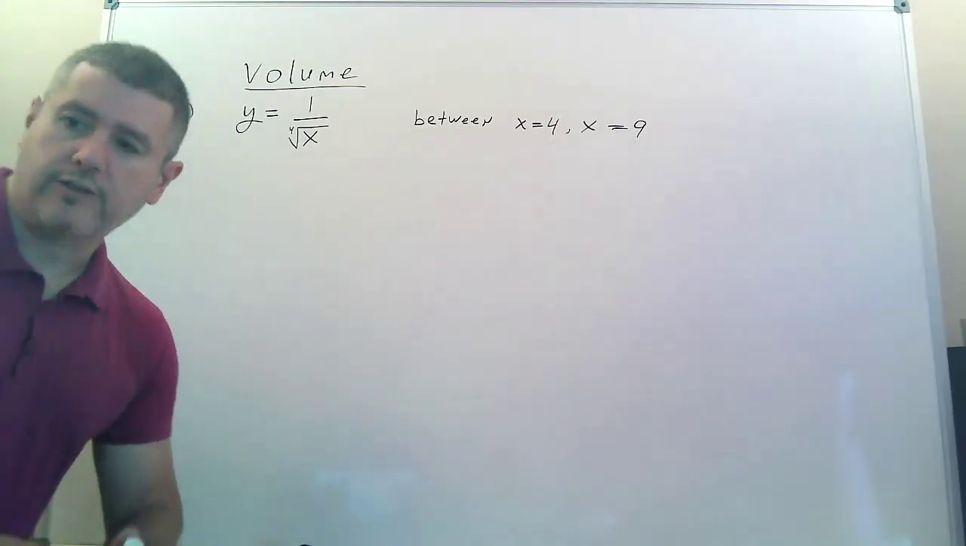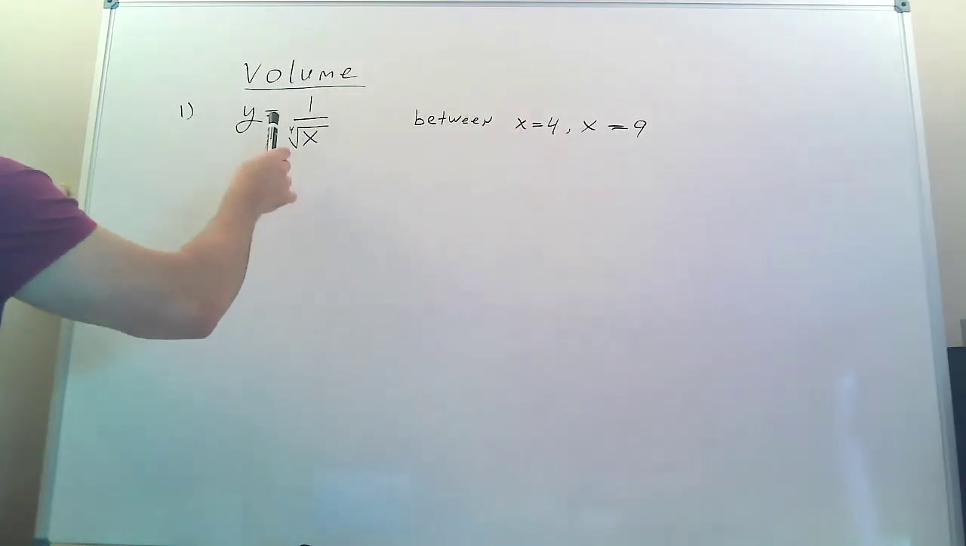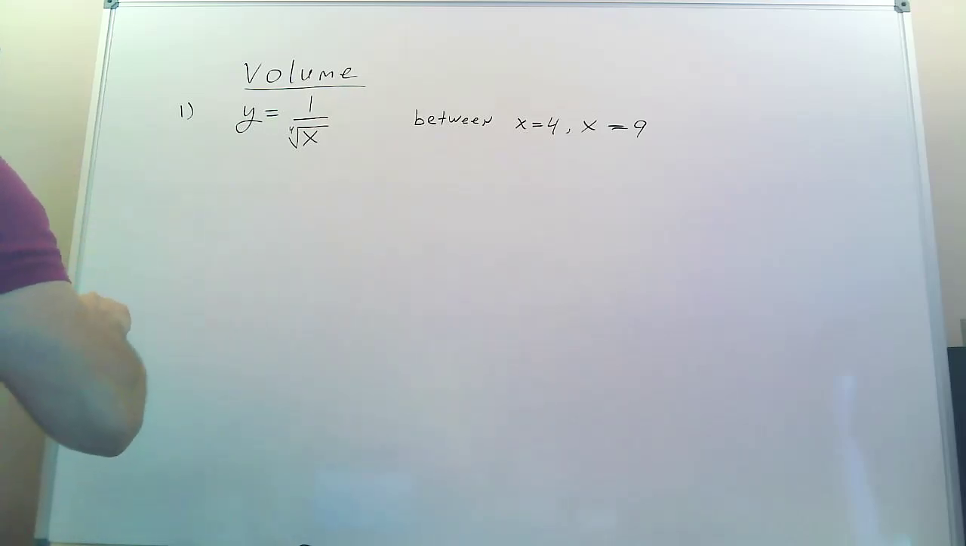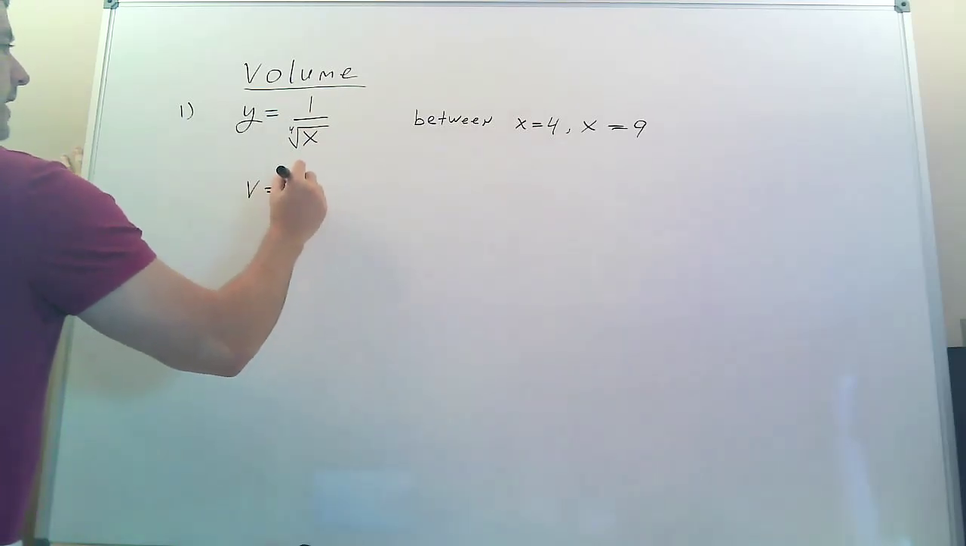All right, so this is one where it gets a little bit more complicated. We're going to revolve that shape around the x-axis, create a solid. We're going to find the volume of it. So again, you write your formula. I like to put the pi first.